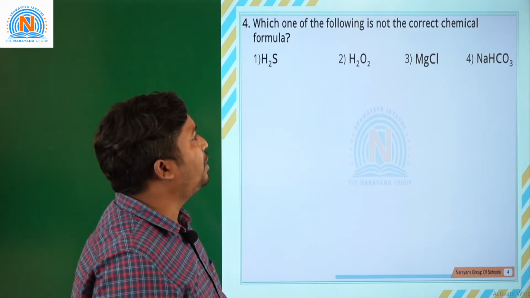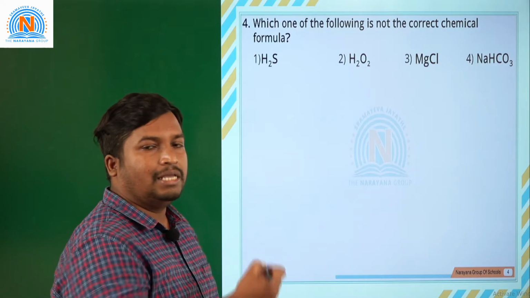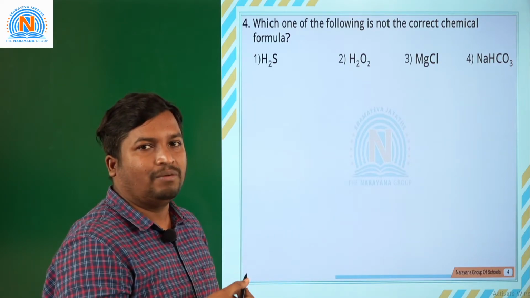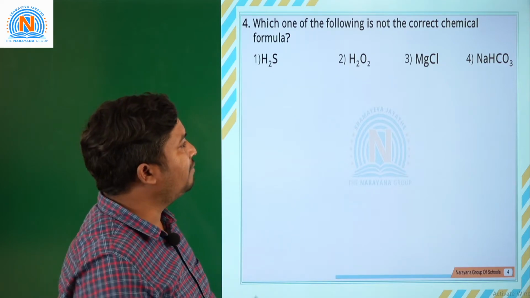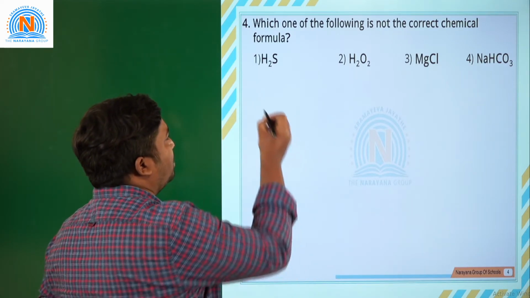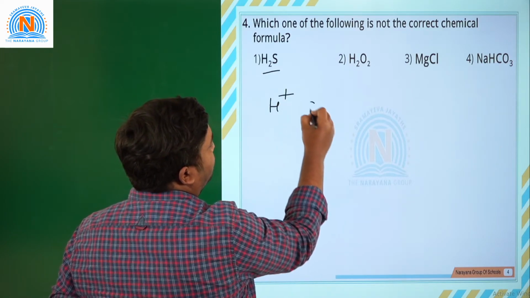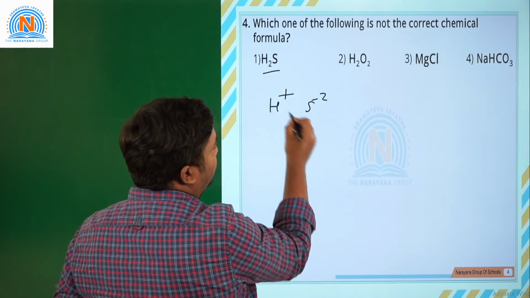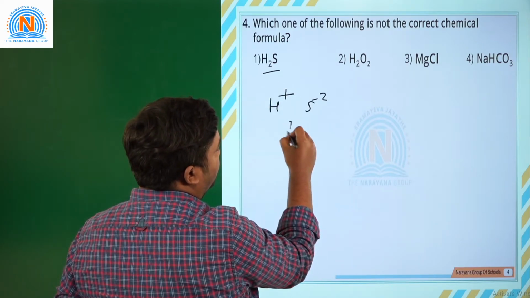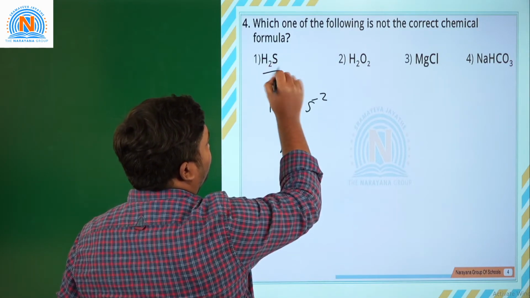Which one of the following is not a correct chemical formula? It means in the given data there is a chemical formula which is not according to the combining capacity. Okay, we have to find out, so let us see one by one. H2S: hydrogen plus 1, S minus 2 is a divalent anion. On the crisscross method it forms H2S, hydrogen sulfide. So this is the correct formula.